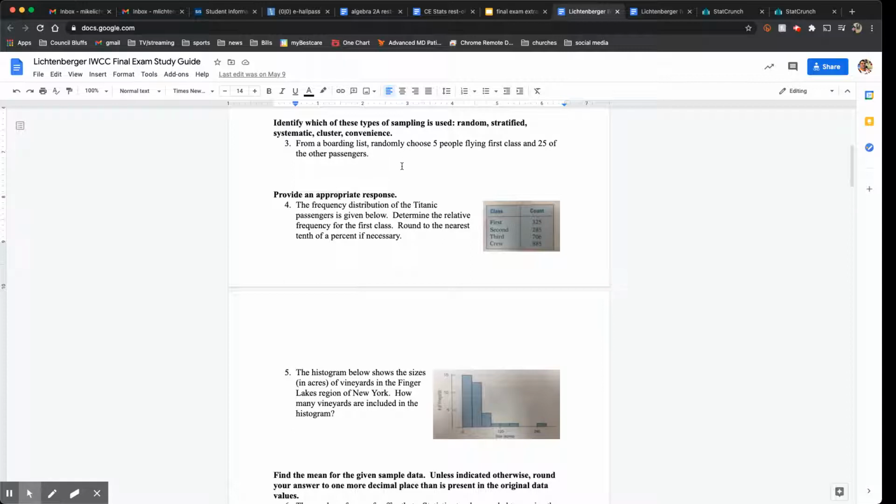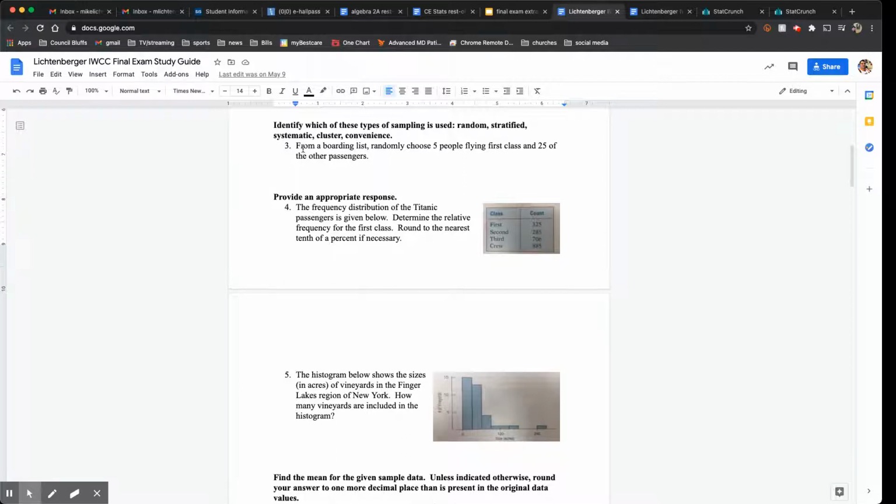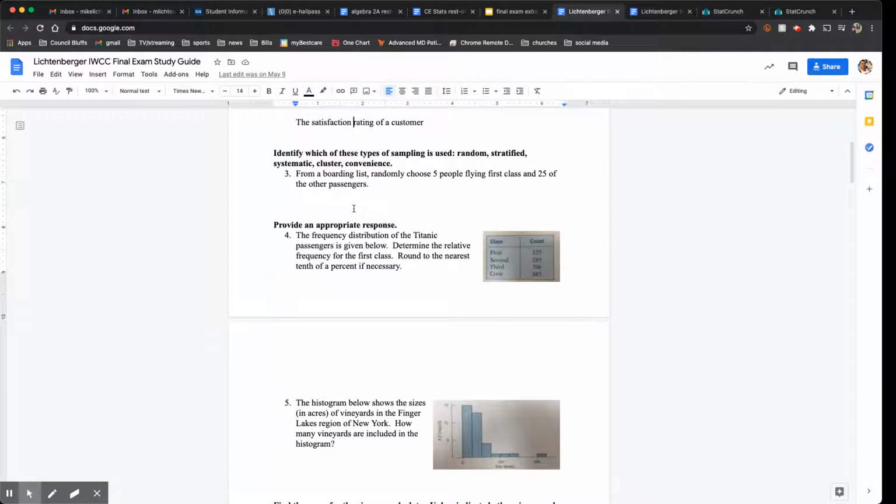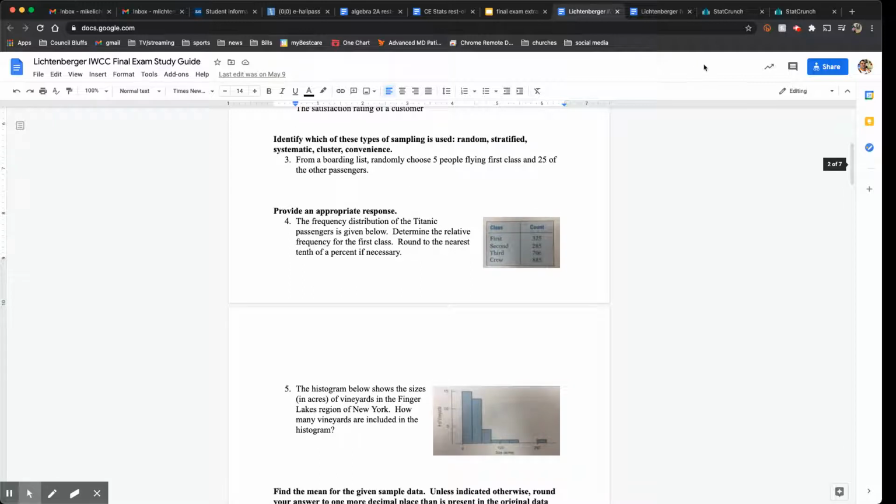In a stratified, you're picking and choosing a few from each group. In a cluster sample, you're choosing a whole entire group at random, like choosing all of first class or all of business class or all of coach. In this case, we're picking a few from first class and a few from coach. So again, number three would be a stratified sample.